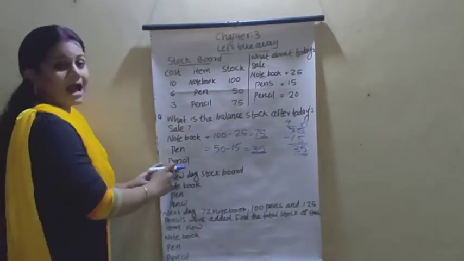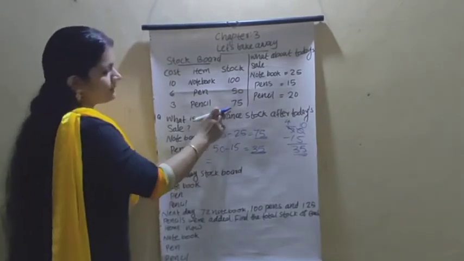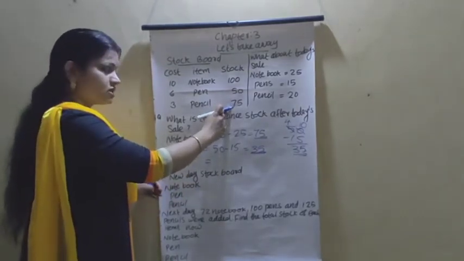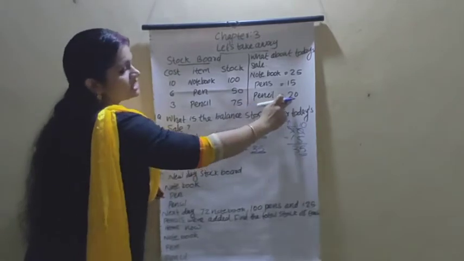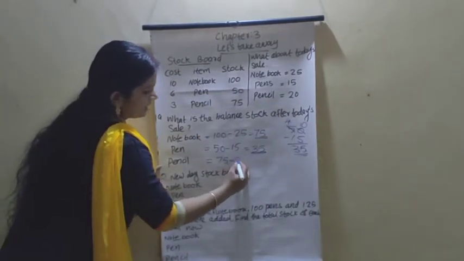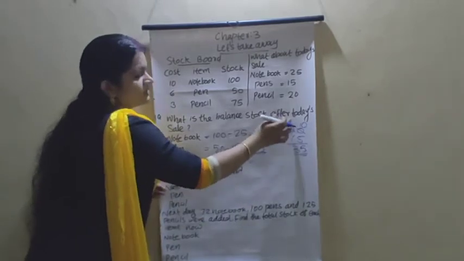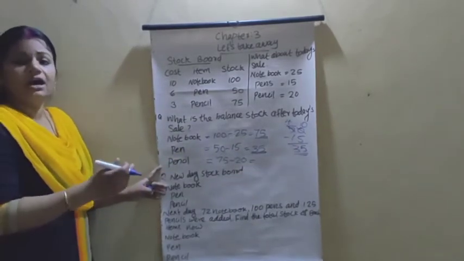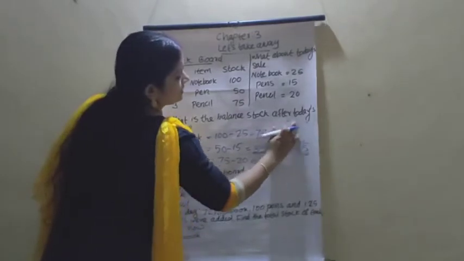Then we have to find out the balance pencils. How many pencils are already there in the store? 75. How many pencils sold? 20. So 75 minus 20. This is with borrowing. The next one, what?